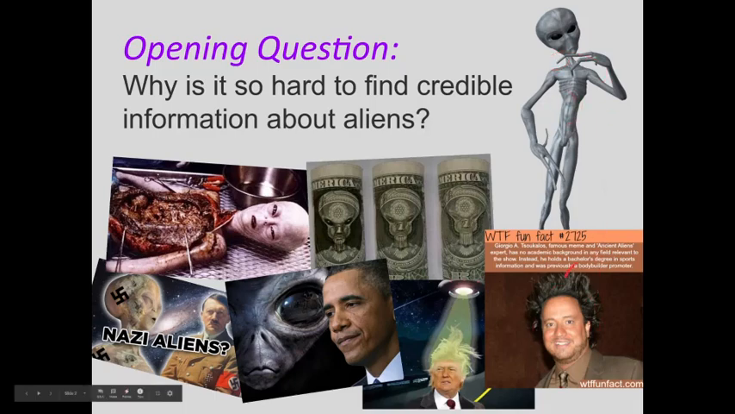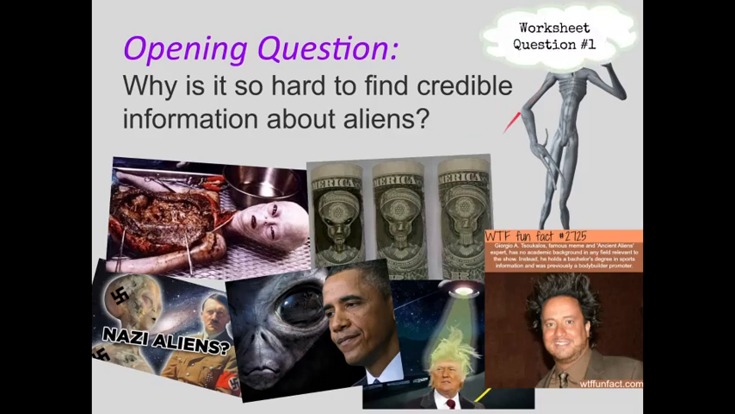Of course, we got the meme guy from television, political figures, Nazis, I guess. I don't know. A fake autopsy. And yeah, that's a dollar bill. Did you know that there's an alien on the dollar bill? Yeah, they put that there for sure. So, sarcasm aside, why is it so hard to find credible information out there about aliens? Why is that so hard?